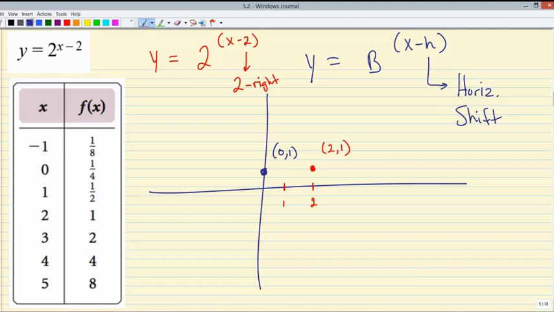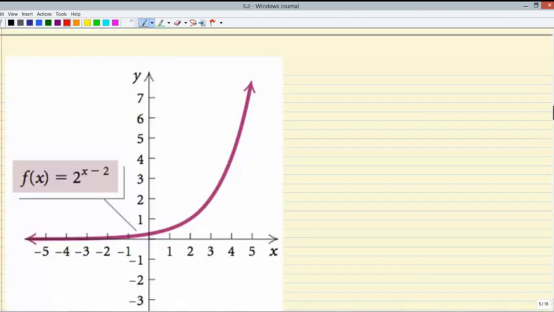And so originally we had a graph, this is exponential growth, the base is 2, so originally our graph would look something like this. But now we have this horizontal shift, 2 units. So every point on this graph is shifted 2 units. And so now our graph looks something like this. And this would be the graph of 2 to the x minus 2 power. That's what it looks like when you plug it into a computer.